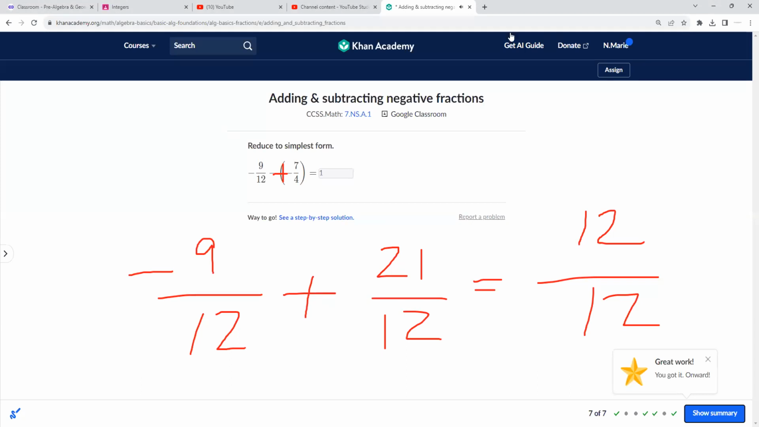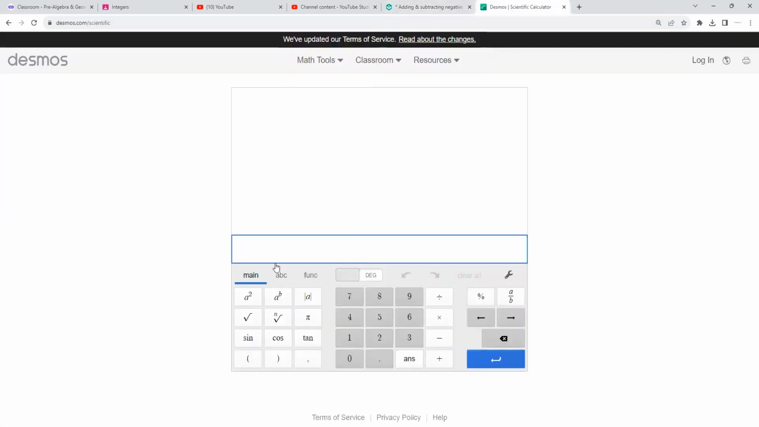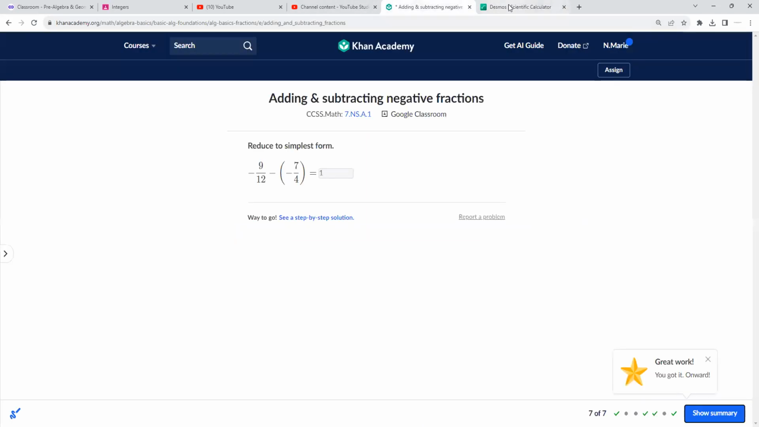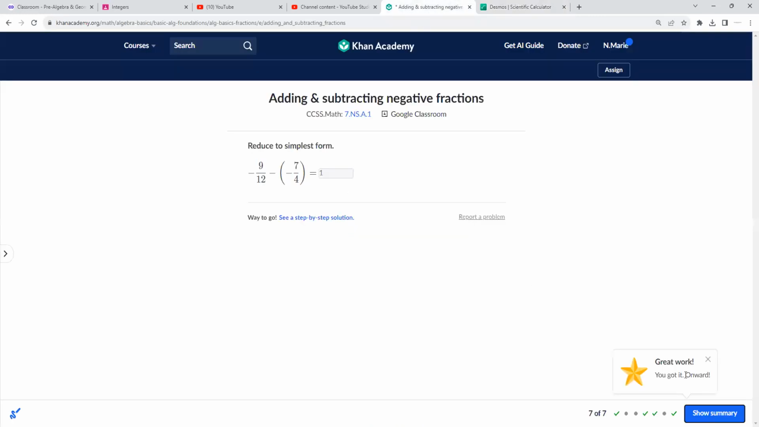If I were to enter this into my calculator, let's go on Desmos. I have an actual scientific calculator, but I recommend you have a physical one rather than using these online ones, but they still work. You want to have an actual calculator, especially for your classes and things. So here, if I even did minus, there, it does it for me. It gets me 12 over 12, which is equal to 1.